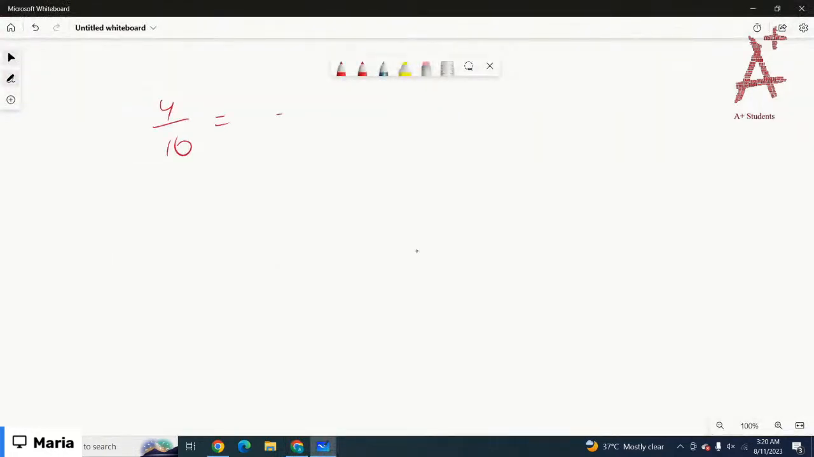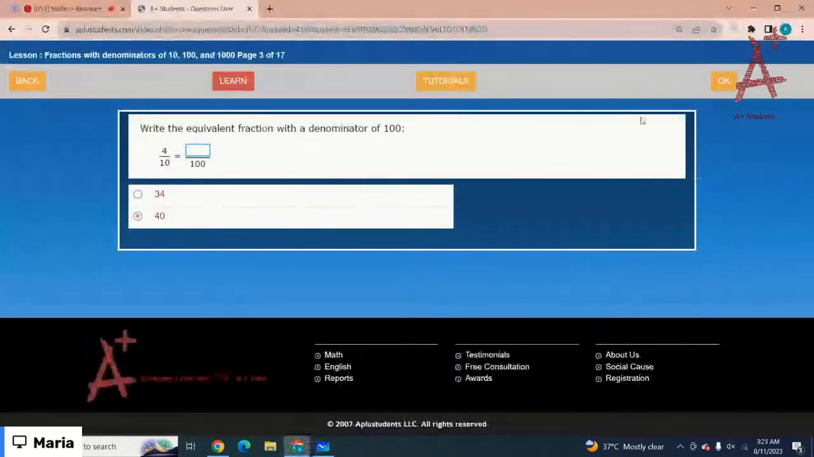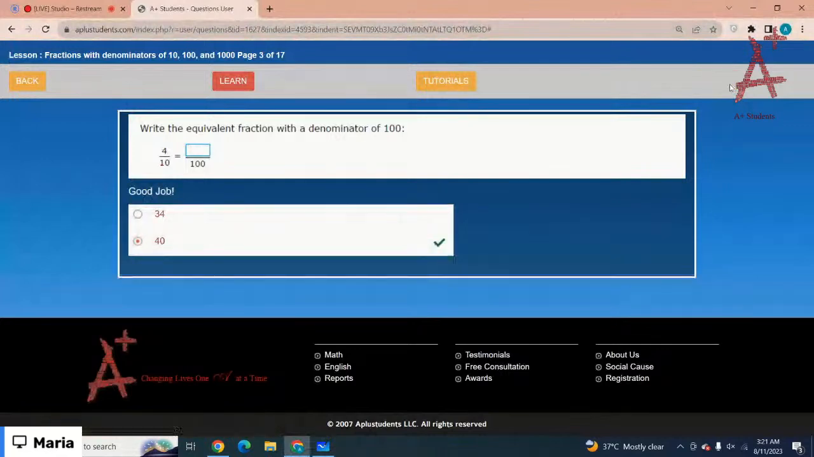4 over 10 equals the missing number divided by 100, right? So you have to write down the equivalent fraction. So just look at here, you have 10. 10 times 1 is 10, times what number is 100? 10 times 10 is 100. So you have to multiply numerator and denominator both by 10. So it would be 10 times 4 is 40 and 10 times 10 is 100. So the equivalent fraction is 40 over 100, right? The correct option is 40 over 100. Very good.